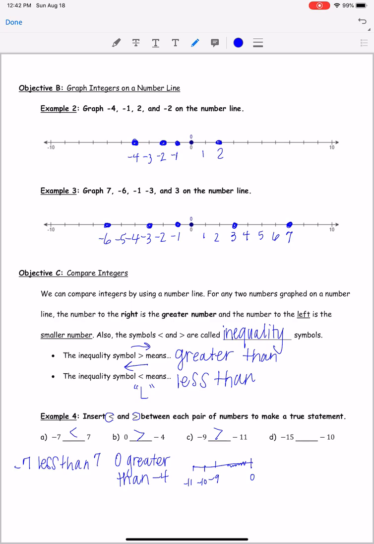Okay, same thing on D. You've got -15 and -10. It's so easy to say this -15 is bigger, so we're going to make that Pac-Man eat that -15. Thinking money, would you rather owe somebody $15 or owe somebody 10? I'd rather owe somebody 10. That's a less amount, so it makes it greater.